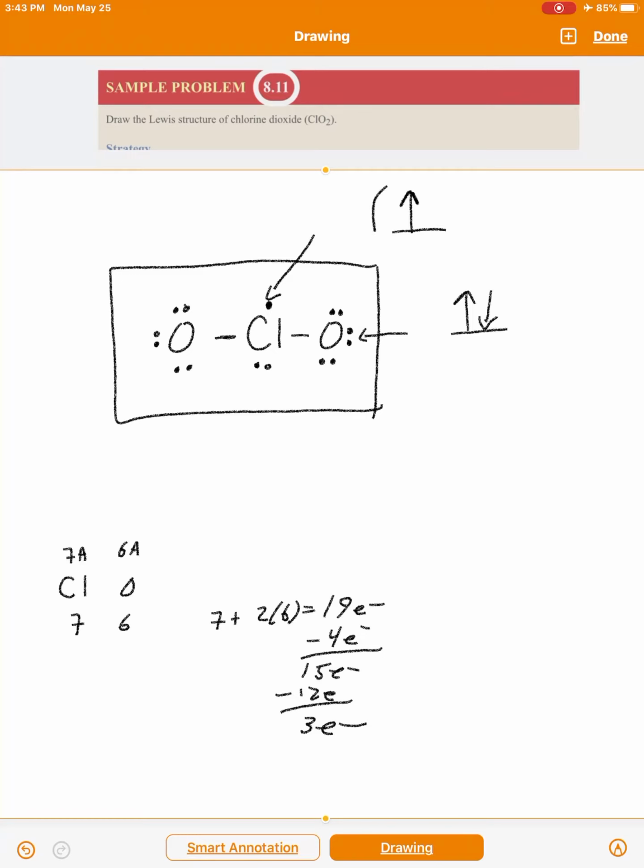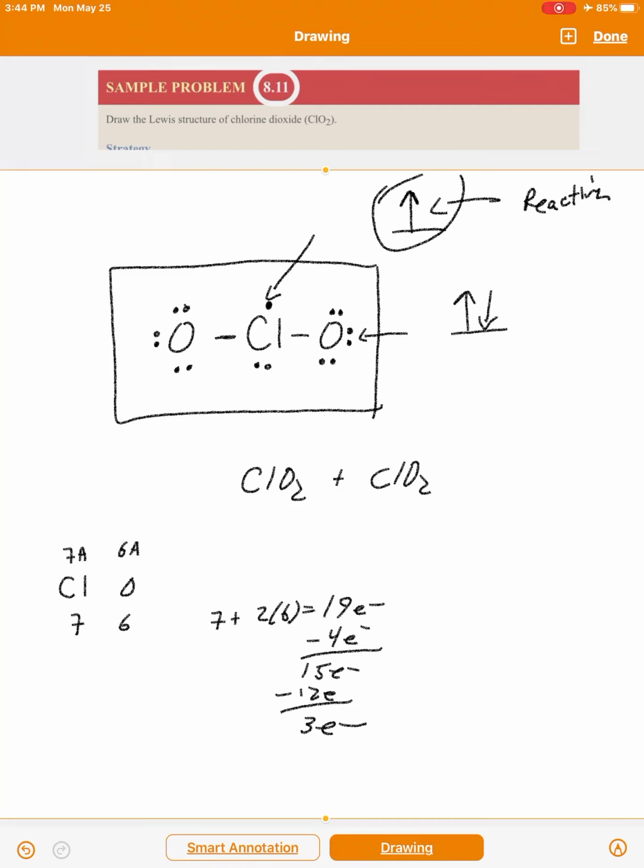So it's reactive because there's room in here. We could add another electron. What does that mean? That means that ClO2 might react with another ClO2, because each of those chlorine atoms would need 1 electron. So maybe they could pair up and form a bond. That's a possibility. Okay? That does happen in certain chemical reactions.